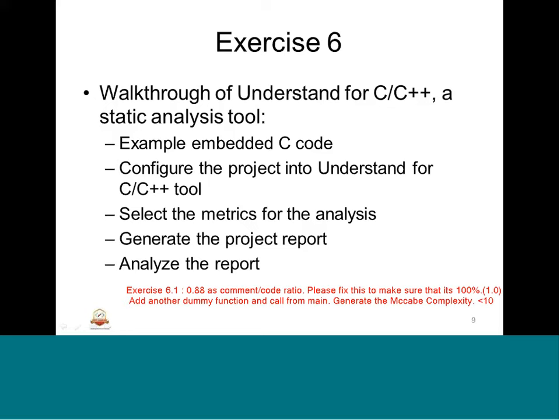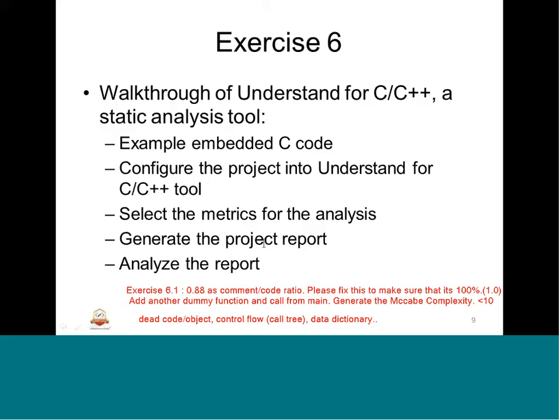So we need to do the exercise for the given code. I will share the code and you can use the same code. Example of C code, configure the project under Understand for C++. Select the metrics like McCabe, lines of code, executable lines, comments, and nesting, function references. Of course, the important thing is dead code or objects, control flow or call tree. You can use data flow or data coupling, or data dictionary. All these reports you can generate with the help of Understand for C++.